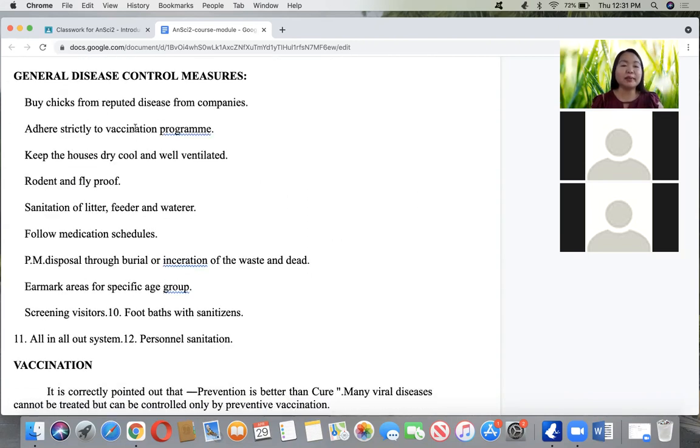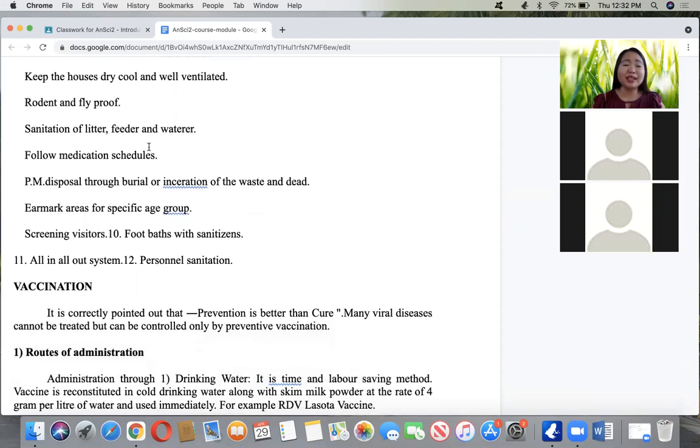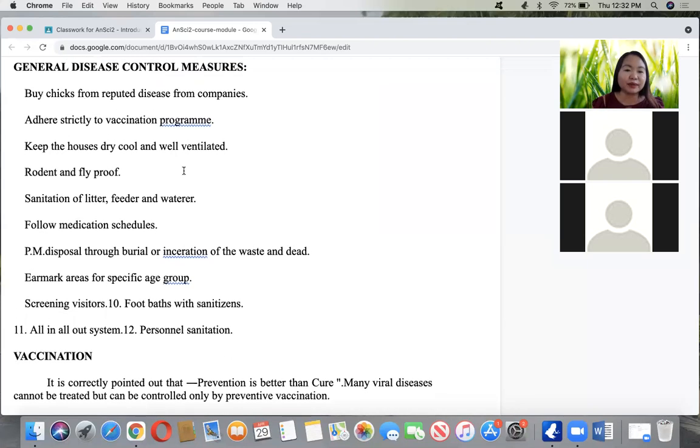So, general disease control measures, you buy chicks from reputed disease-free companies. And adhere strictly to vaccination programs. So, kailangan, dili na pwede nga halimbawa na pultayhan o ultrihan ka niya, walay vaccination. But let's watch the last, although we still have quail production, but the last for chicken production, yung organic chicken production. Tingnan natin how do they get rid of vaccination.